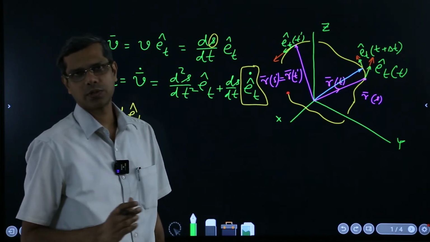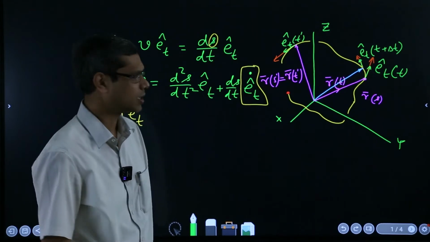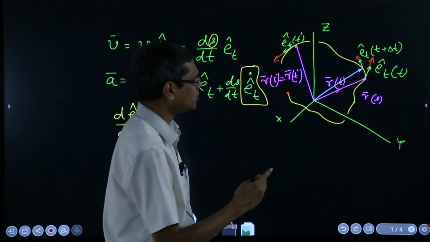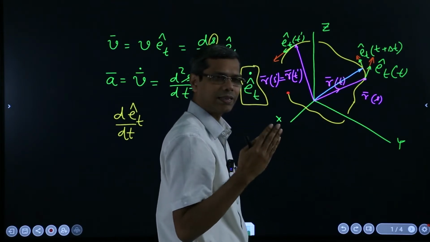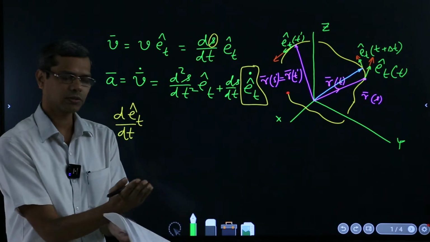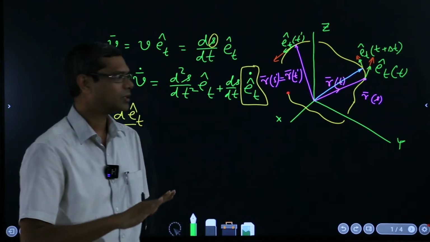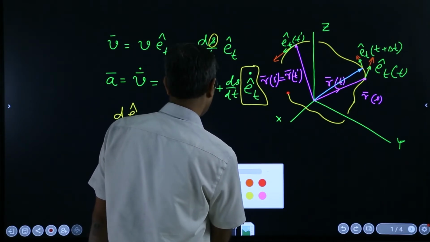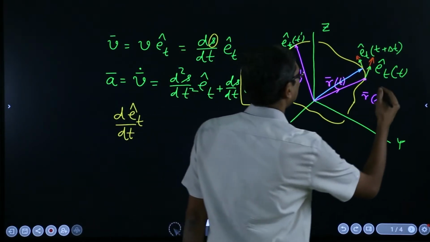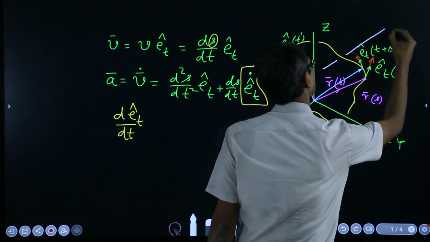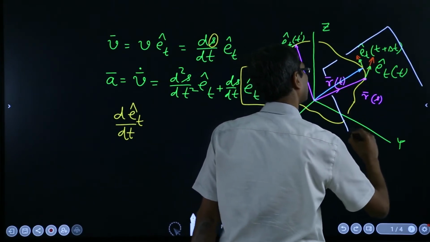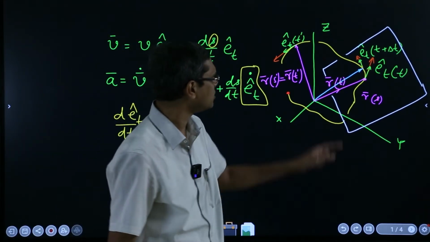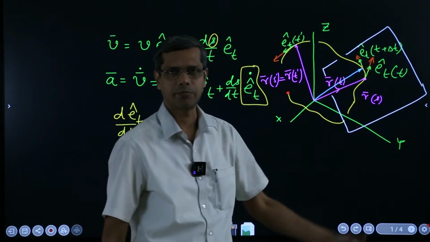Now we bring them as close as possible so that they start intersecting each other, and as soon as they intersect, that can define a plane, right? Two vectors crossing each other: there is a common point and there are two lines. So that will define a plane, which I will draw something like this. Let this be the plane which contains both et at t plus delta t and et at t.